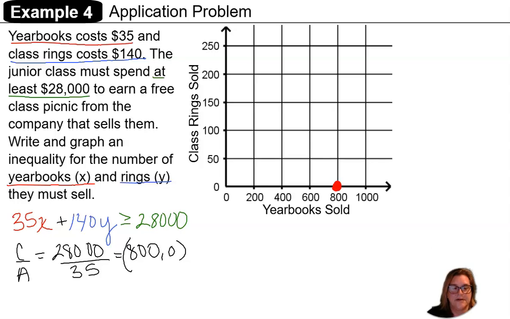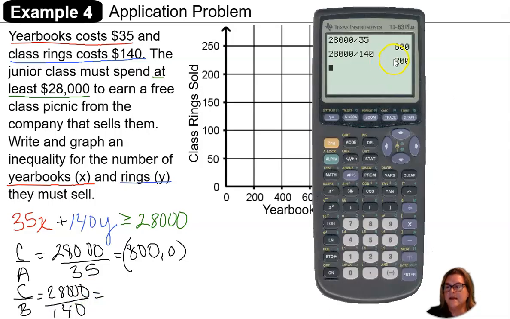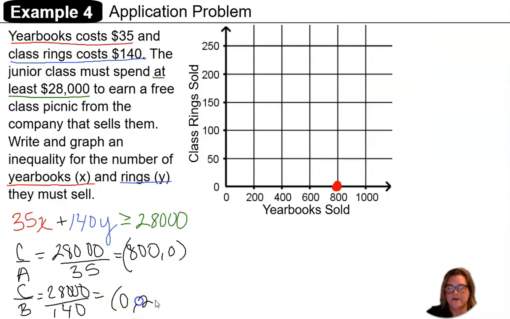Now for the y-intercept, we're going to do C divided by B. So 28,000 divided by 140, and that was 200. So that's going to be the point (0, 200) for the y-intercept. And because there's an equals with our inequality, we're going to need a solid border.